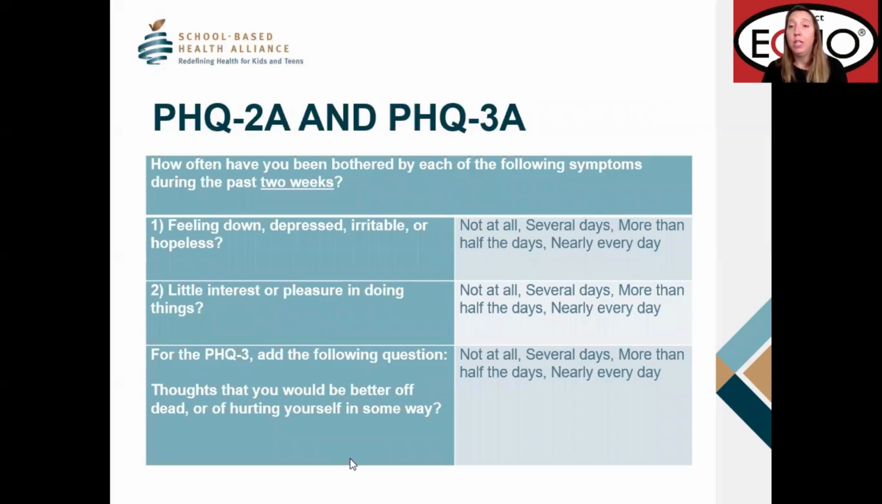So to administer the PHQ-2A or 3A, you'd ask these questions to the adolescent. Like substance use screening tools, it's important to ask them exactly the way that they're written.